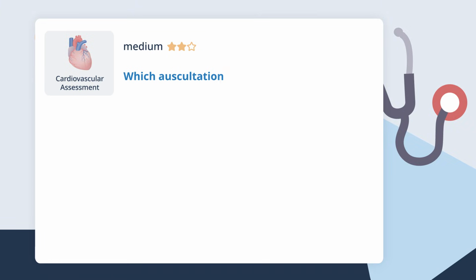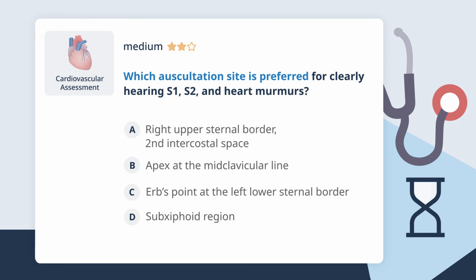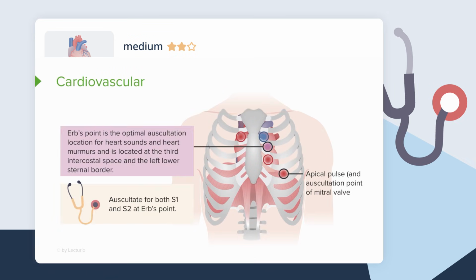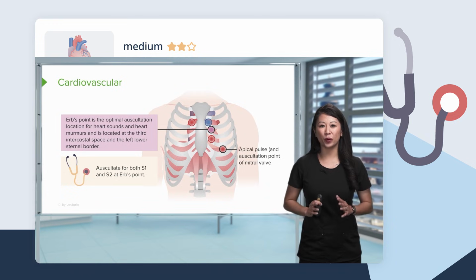Which auscultation site is preferred for clearly hearing S1, S2, and heart murmurs? However, the Erb's point that you see pointed out here is the auscultation location for heart sounds and heart murmurs, and this is really preferred. Now, as you can see, this is located between about the third intercostal space and the left lower sternal border. And here at this Erb's point, you should be listening for the S1 and S2.